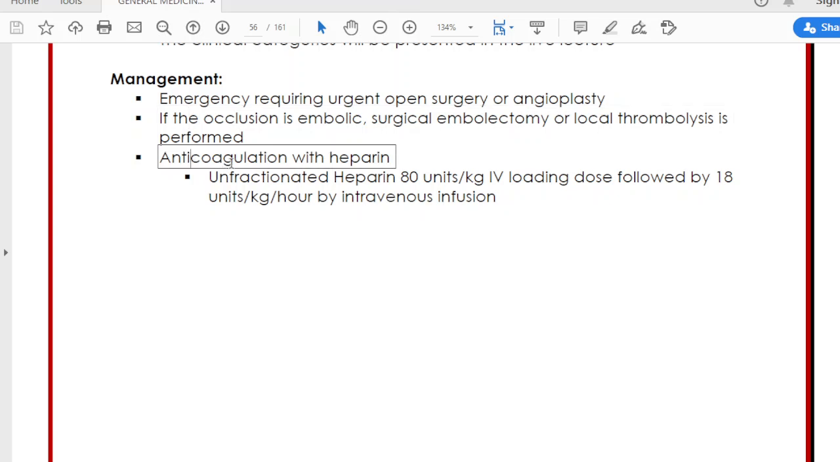Anticoagulation with heparin. Unfractionated heparin 80 units/kg for loading dose followed by 18 units/kg/hour by intravenous infusion.